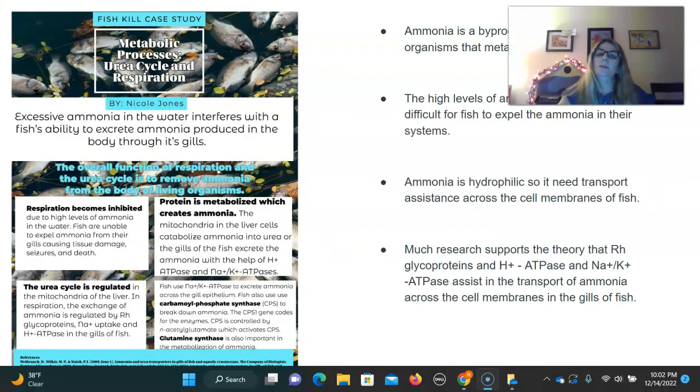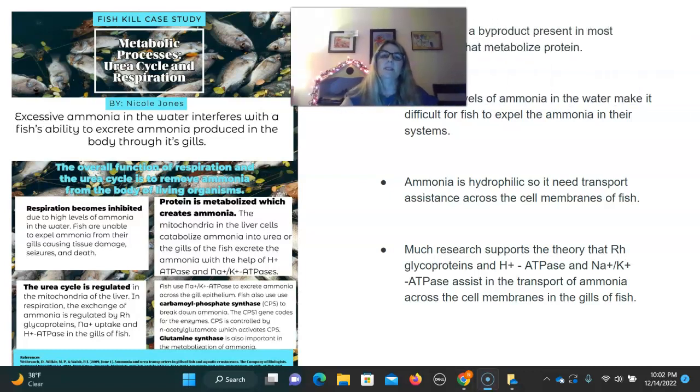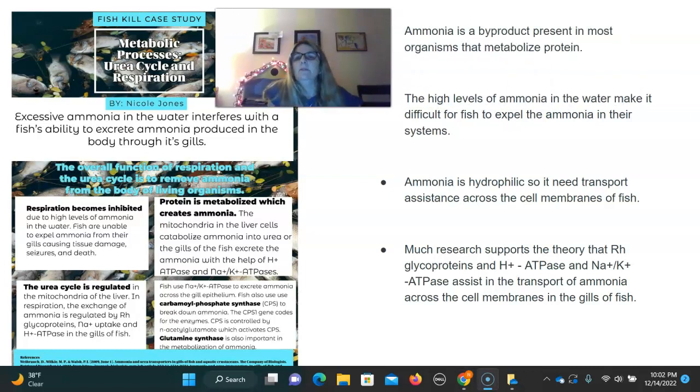Ammonia is a byproduct present in most organisms that metabolize protein. High levels of ammonia in the water make it difficult for fish to expel the ammonia that's already in their systems. Ammonia is hydrophilic, so it needs transport systems across the cell membranes of fish. Much research supports the theory that Rh glycoproteins and different H-positive ATPase and Na-positive and potassium-positive ATPase assist in the transport of ammonia across the cell membranes in the gills of fish.